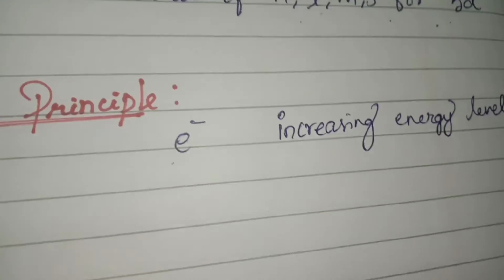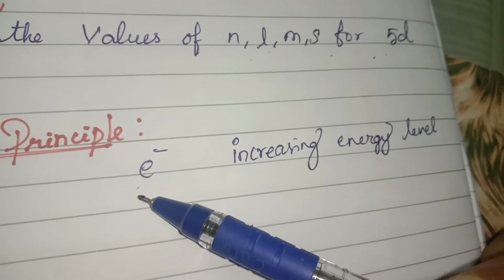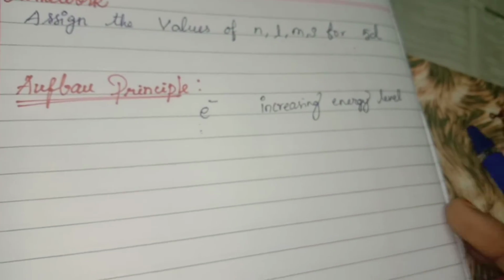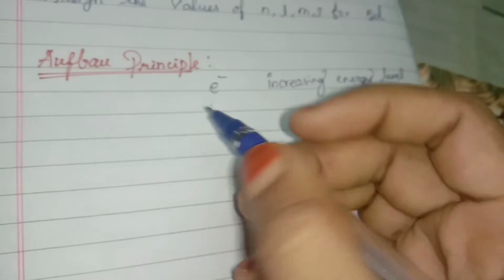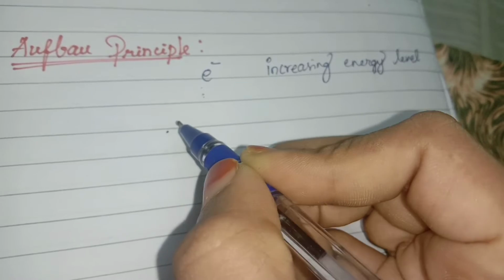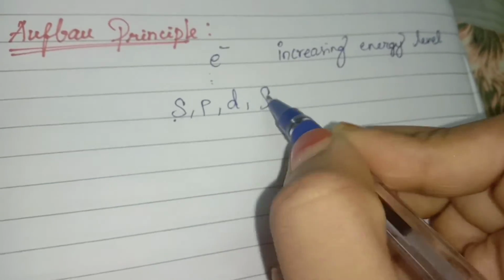What energy level the electron will have, according to that energy level only the electron will fill it, and that is known as Aufbau principle. According to that formula, we are going to arrange the electrons. First, how many orbitals I said? S orbital, P orbital, D orbital, F orbital.